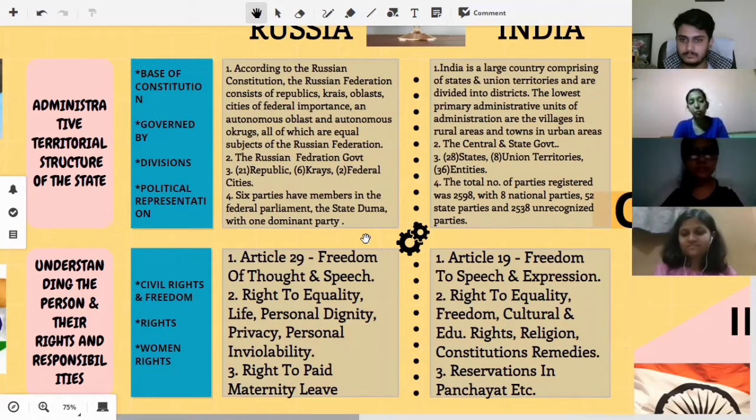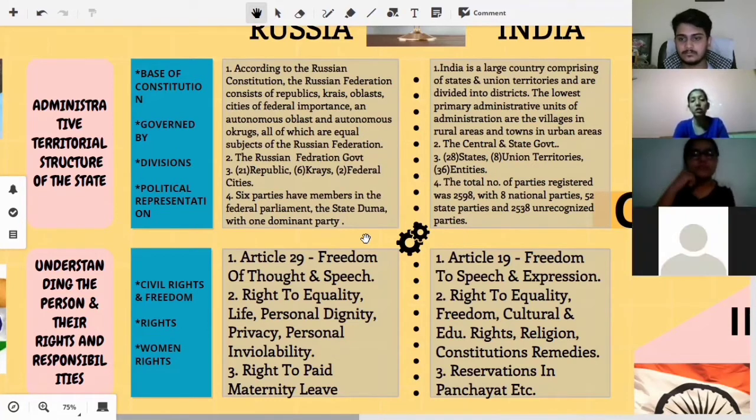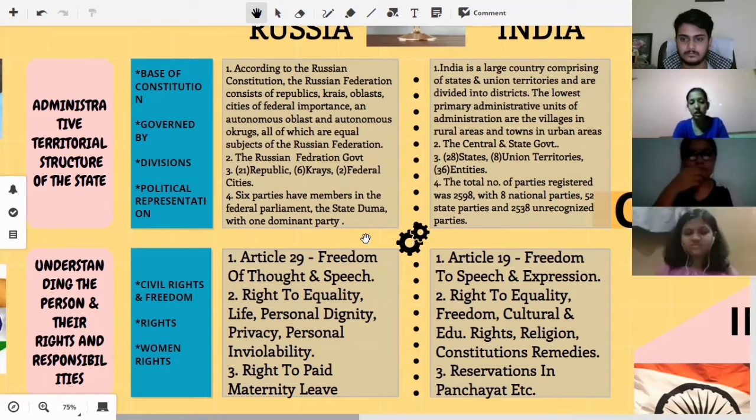So now, on the basis of governed by, Russia is governed by the Russian Federation, and India is governed by the central and the state government and the territories of the legislature. On the basis of division, currently the Russian Federation is divided into 21 republics, 6 krays, and 2 federal cities, and 46 oblasts and 4 autonomous okrugs, and India comprises 28 states and 8 union territories and 36 entities.